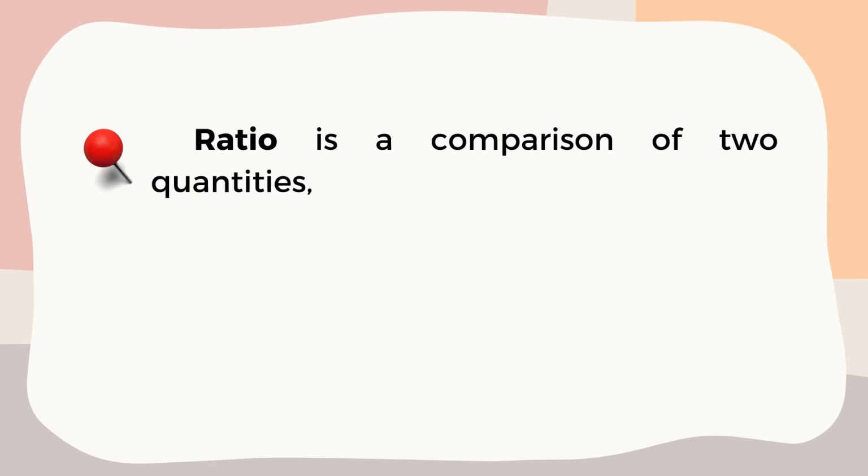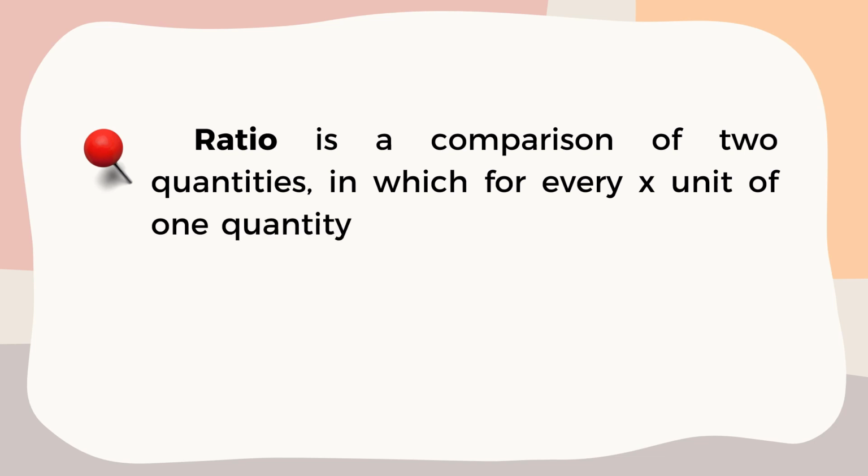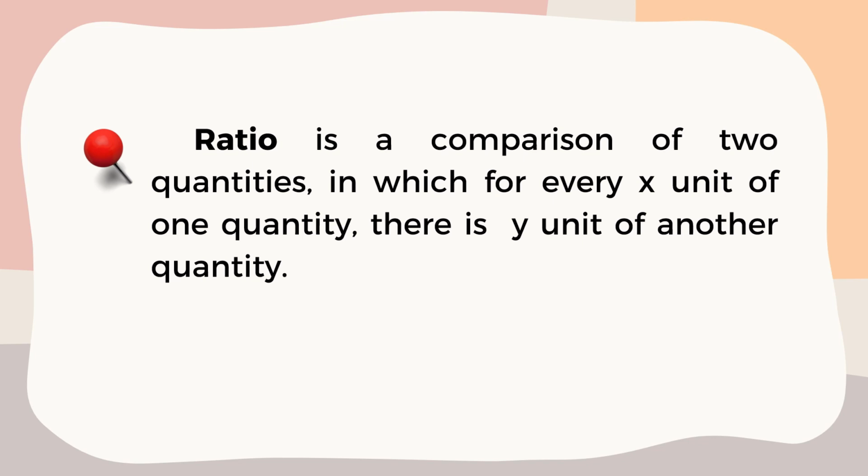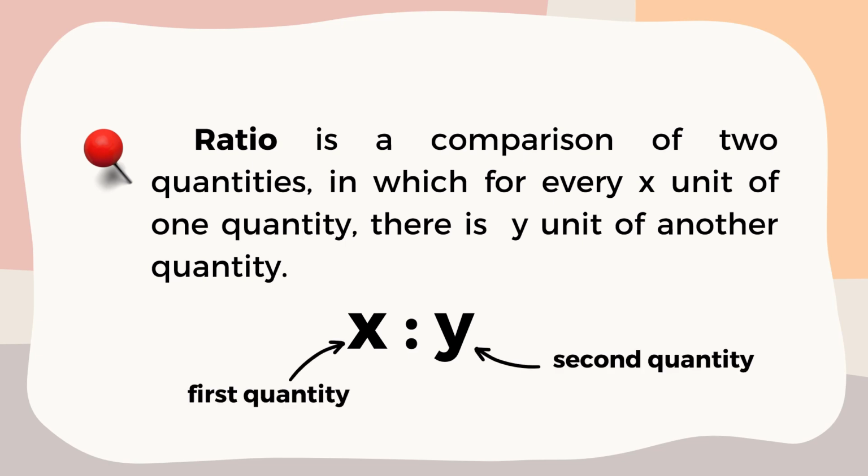What is a ratio? A ratio is a comparison of two quantities in which for every x units of one quantity, there are y units of another quantity. For example, x is to y. X is the first quantity and y is the second quantity. To understand our lesson further, let's study this example.